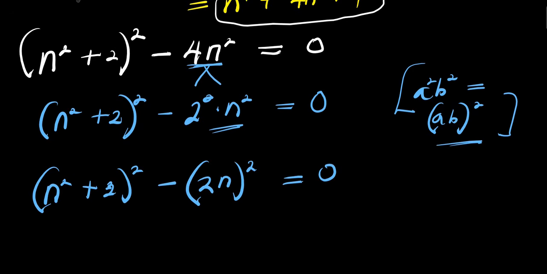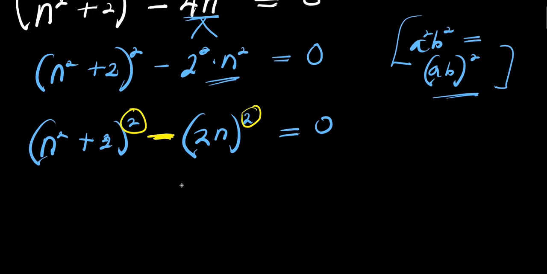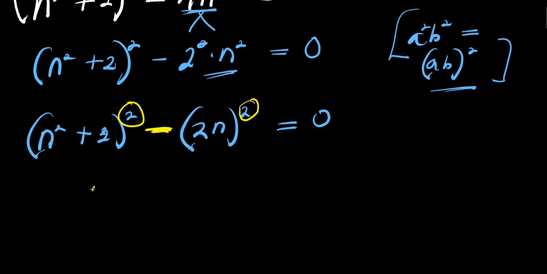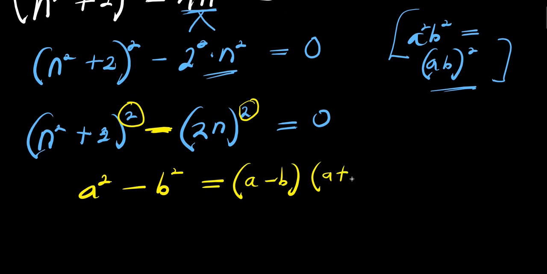So the next step will be for us to apply difference of two squares, because this is minus, this is power 2, and this is power 2. So the difference of two squares is that if you have a to the power of 2 minus b to the power of 2, this equals a minus b times a plus b. And in this case, the whole of this represents our a, and this represents our b.